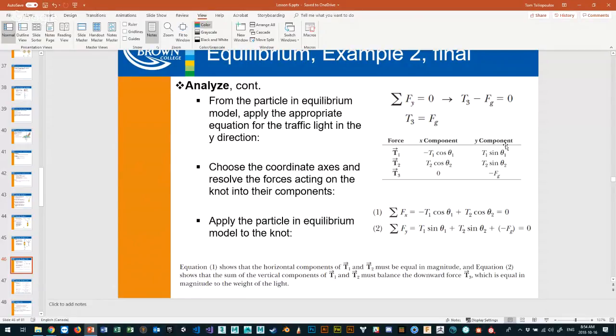So we can say that T3, which is the tension on the third wire, the one that's going down, minus the force of gravity, which always pulls down, must be zero. Therefore, if you move this around, T3 is equal to the force of gravity. Tension is equal to whatever the force of gravity is on that mass. Now we break down the force into its components. We say tension 1 is minus T1 cos theta 1.